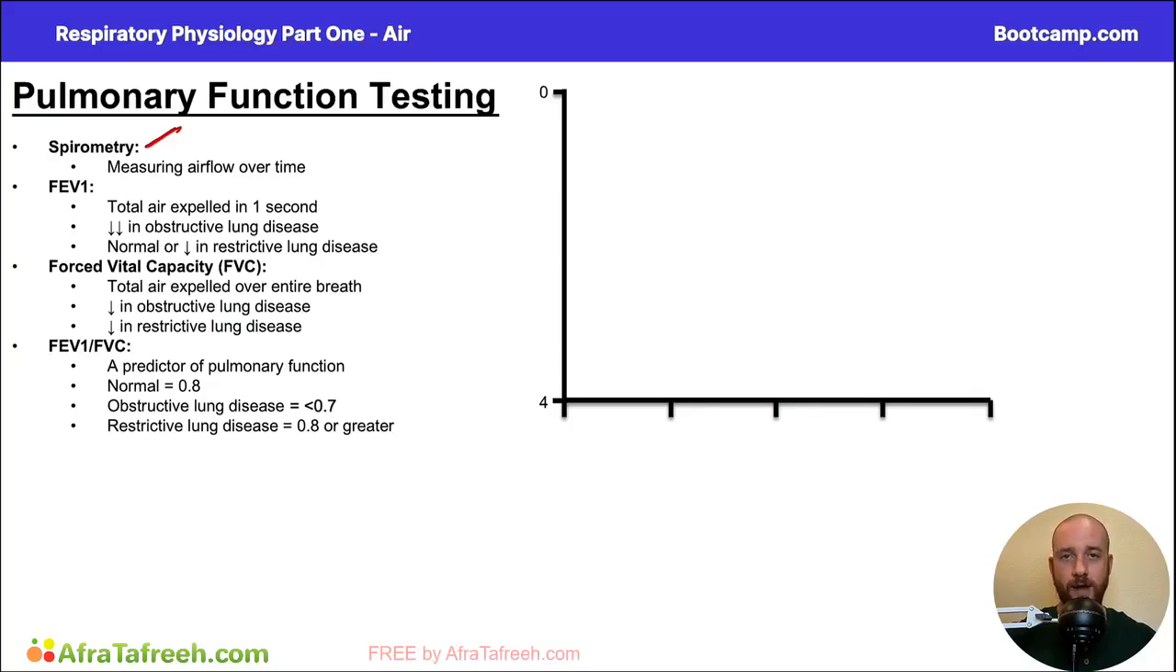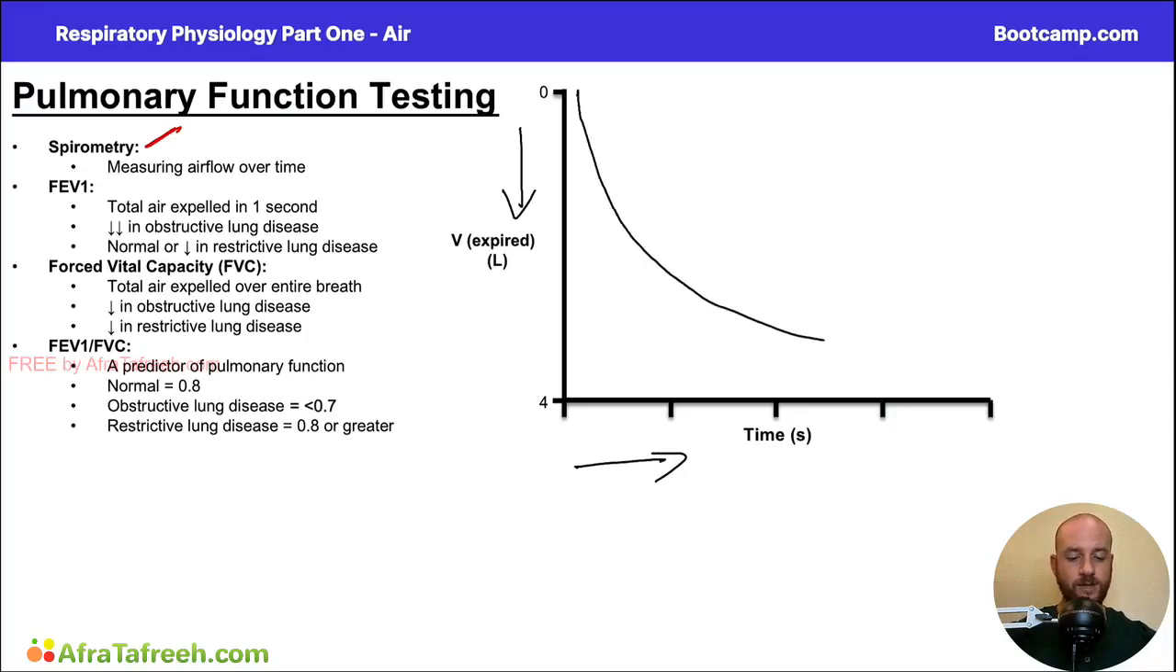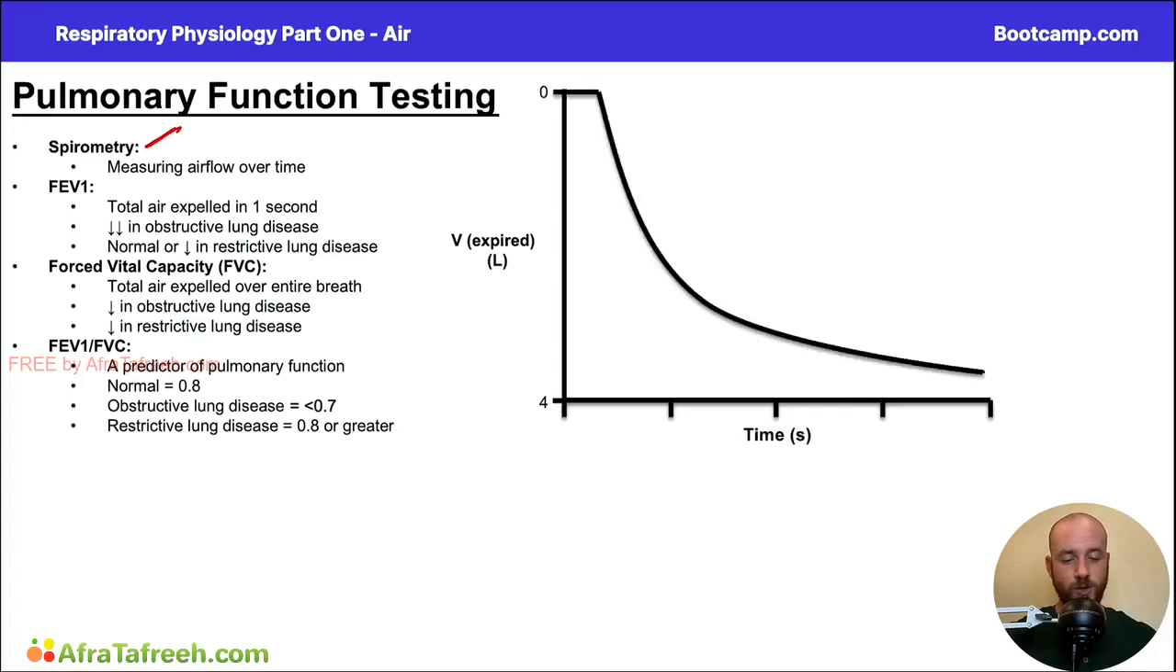On the slide, we have the skeleton for what the graph is going to look like. On the y-axis, we're going to have volume expired in liters, and on the x-axis, we're going to have time in seconds. The volume expired is going to be increasing in this direction, and the time in seconds is going to be moving in this direction. As we expire more volume over time, our curve is going to look something like this. All right, so let's add in our normal curve here.